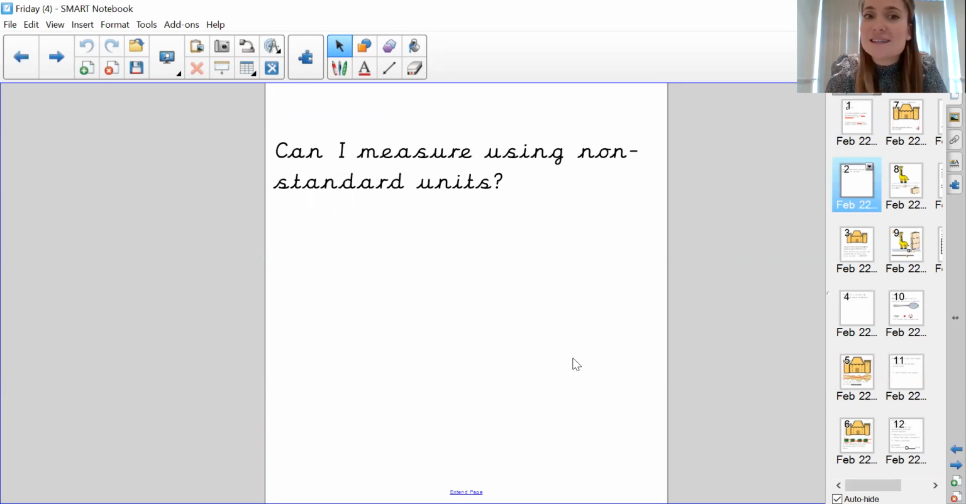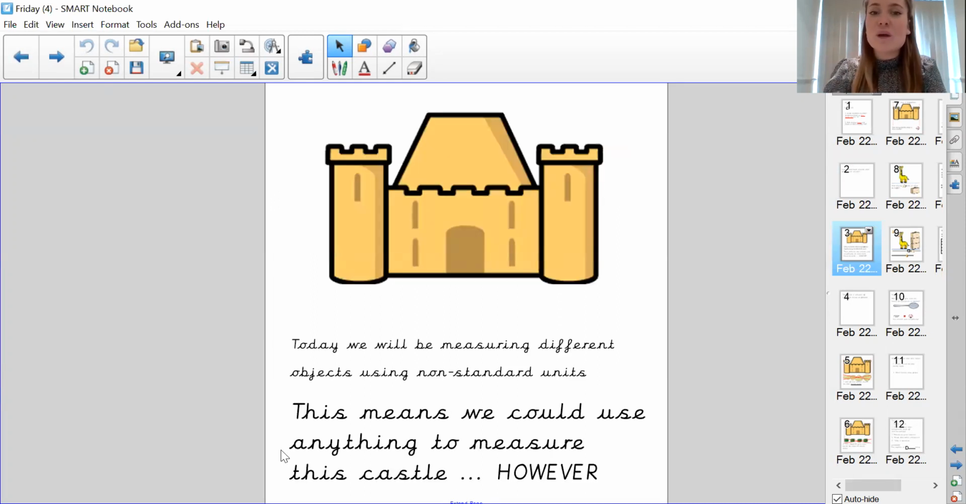Okay, our objective today is, can I measure using non-standard units? Let's just say it one more time. Can I measure using non-standard units? Good, fantastic. Now, we are going to be measuring different objects today using non-standard units. This means we could use anything to measure this castle. However, there are some rules.